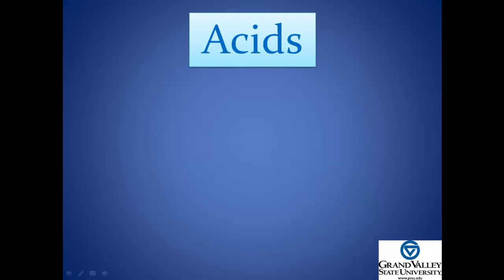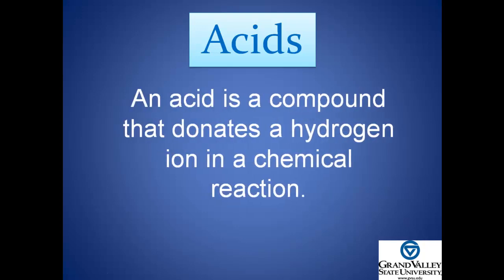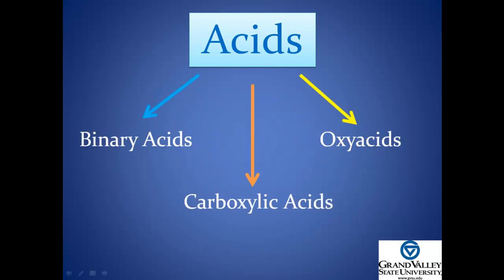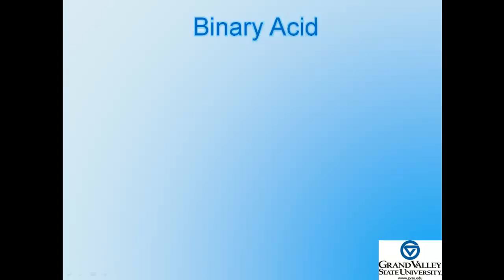Using the Bronsted-Lowry definition, an acid is a compound that donates a hydrogen ion in a chemical reaction. There are several different types of acids. In this screencast, we are going to talk about naming binary and oxyacids. Let's first start with naming binary acids.